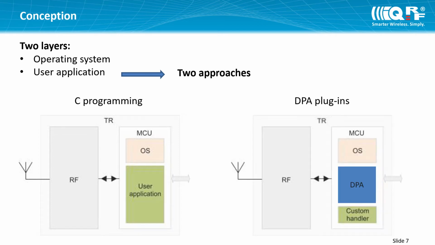The second approach is intended for networking. It means IQMESH applications. In this case, a user uploads ready-to-use DPA plugins with the required functionality. This is the blue part of the memory in the picture. The green part is a space for the so-called custom DPA handler that must also be written in the C language. But a user doesn't write the main loop of the code, but handles events provided by the DPA plugin.